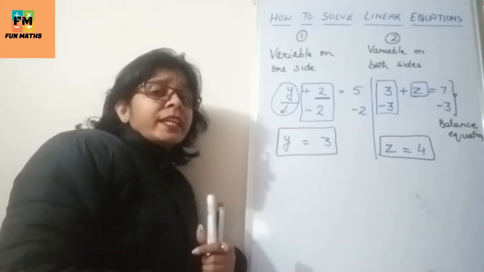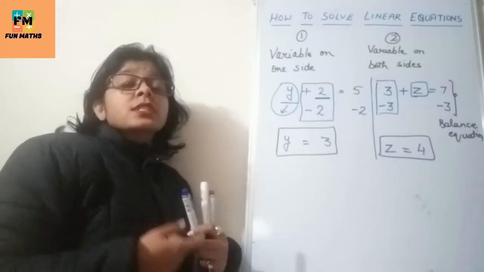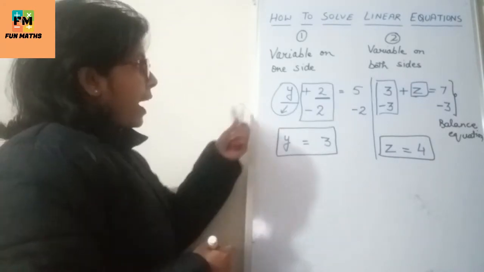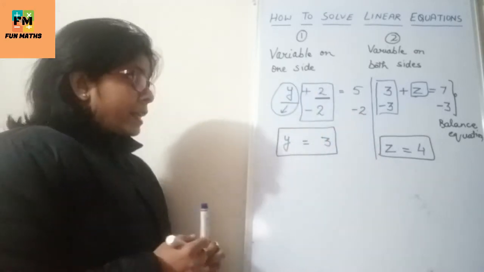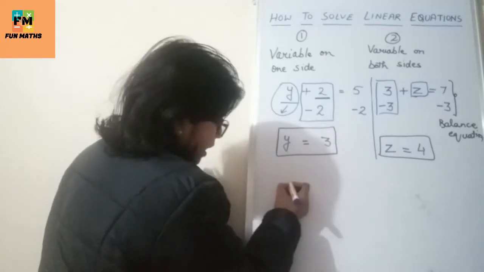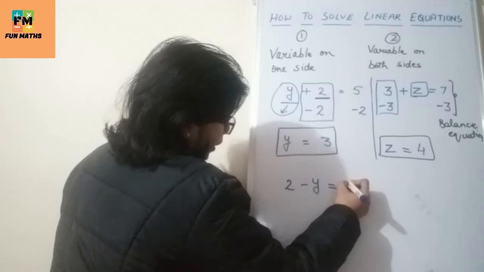Now, let's have a tricky variation in these equations that confuses students a lot. Here, as you have seen, we have done the examples of addition. Alright. Now, if I have a question, let's take this example, 2 minus y is equal to 5.